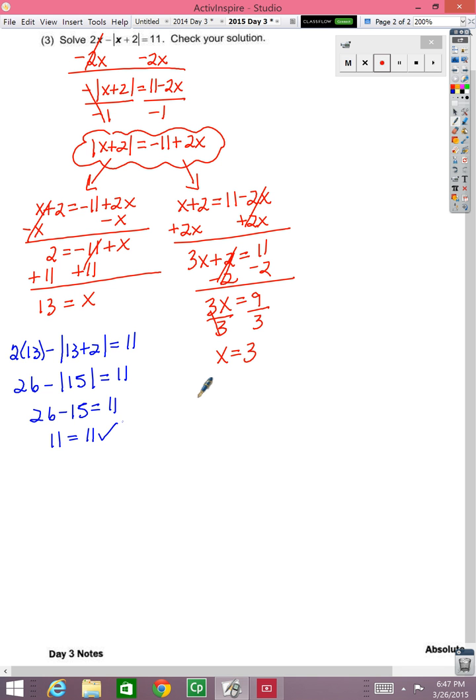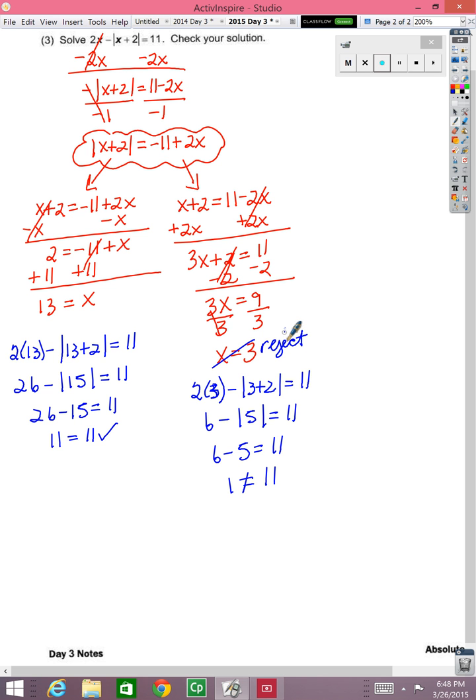Now let's check the other. Is 2 times 3 minus the absolute value of 3 plus 2 equal to 11? Because I end up with 1 not equal to 11, we can reject the 3 because it's extraneous, and then x equals 13 is our answer.